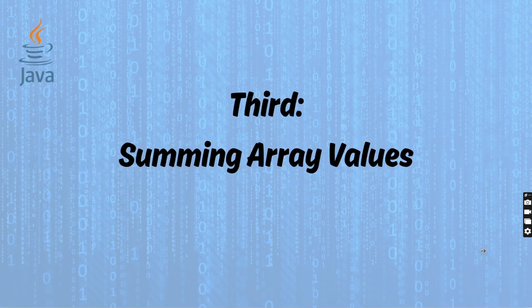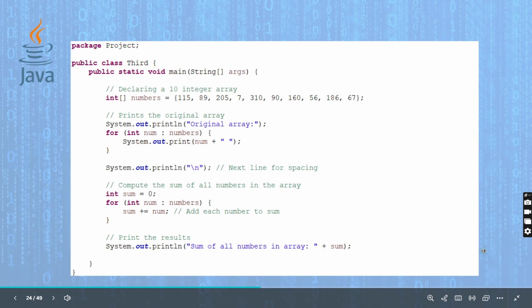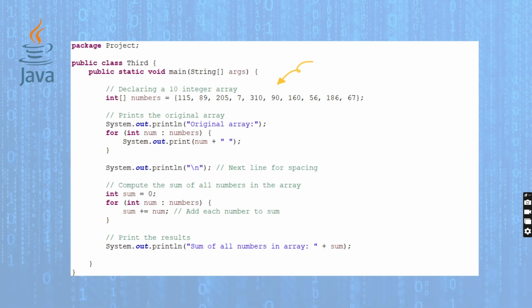For my third program, this is all about summing array values. First, I declare an array named numbers that holds 10 integer values, which are 115, 89, 205, 7, 310, 90, 160, 56, 186, and 67. Then, using an enhanced for loop, I print each element of the array to show the original contents.